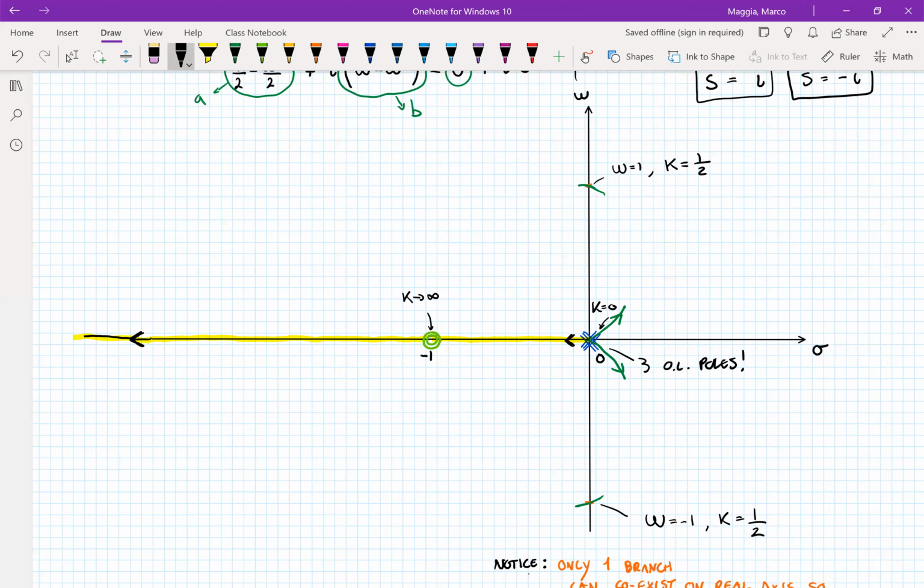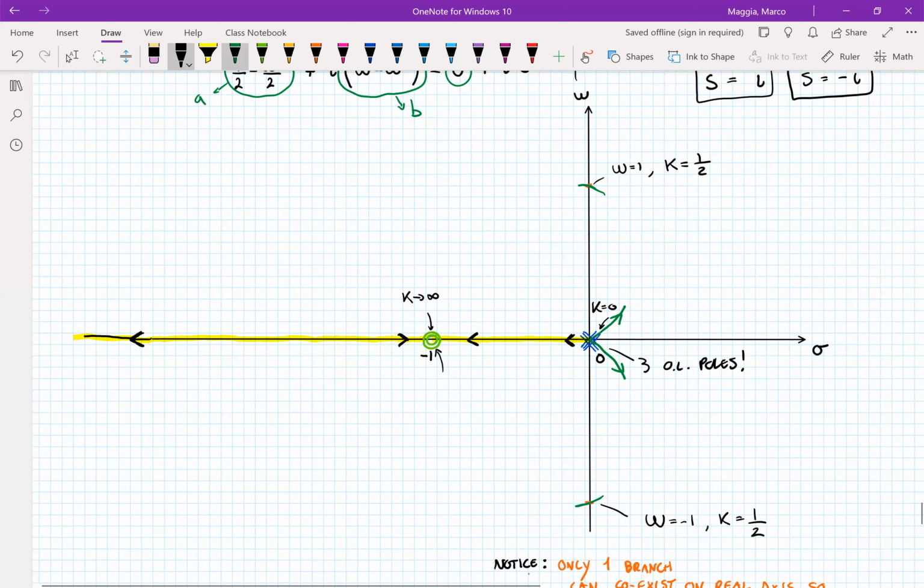But we also know that the open loop zeros will have to receive branches of the root locus. In this case, we have 2 of them. So we have 2 branches that will end up at -1. Well, one is coming from 0. So that's fine. That's just one branch directly connecting 0 and -1. But the other branch has to come this way.